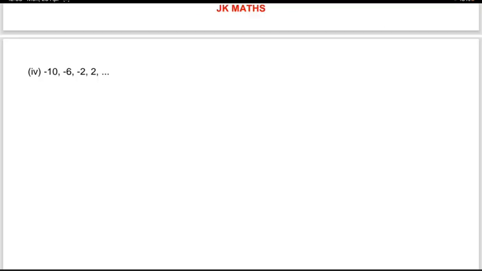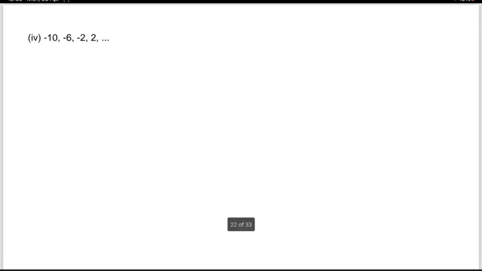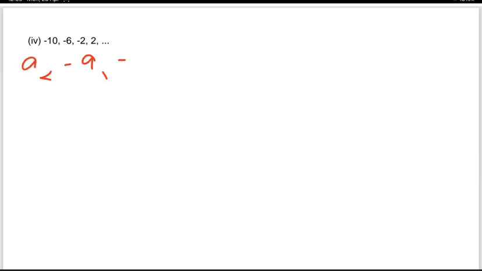Let's go to the fourth subdivision. By seeing this, you need to find whether it is an AP or not. The first term is minus 10, the second term is minus 6, the third term is minus 2, and the fourth term is 2. Let's find the common difference. a2 minus a1 is minus 6 minus of minus 10, minus into minus changes to plus, so 10 minus 6 is 4.